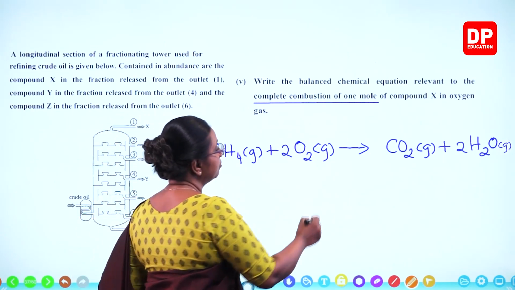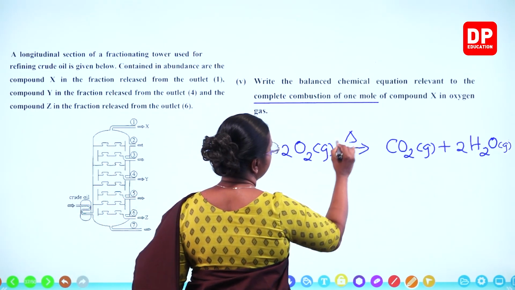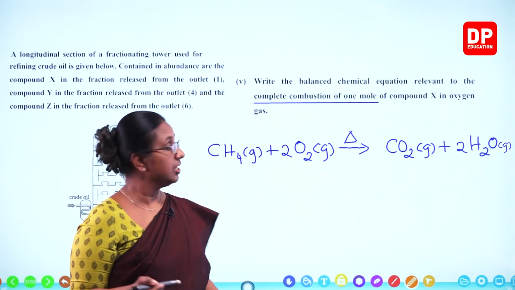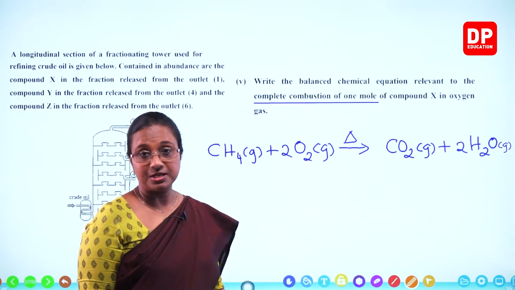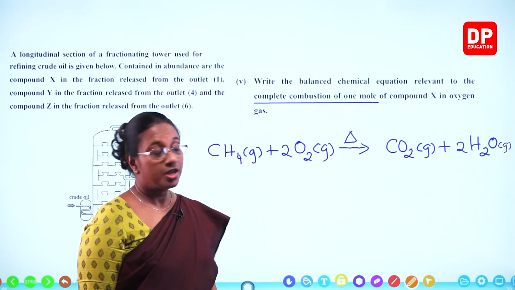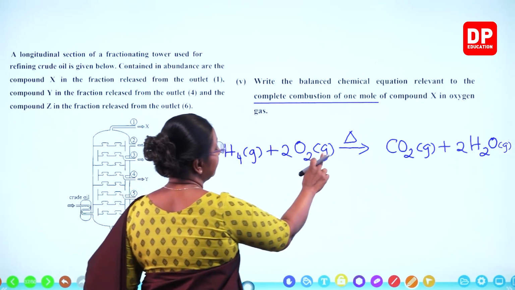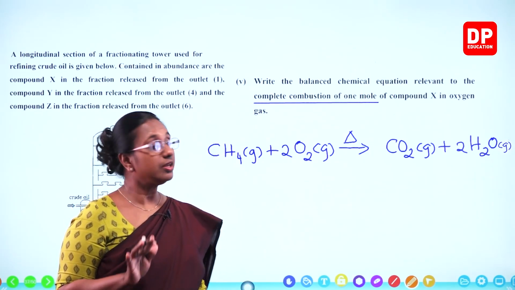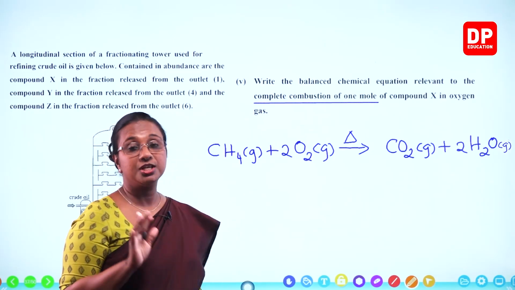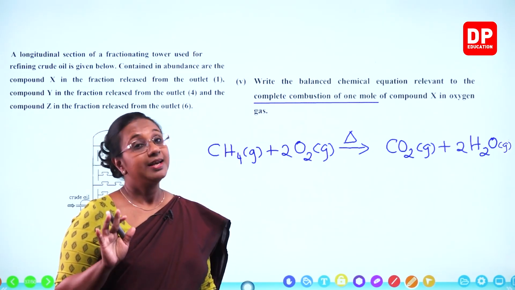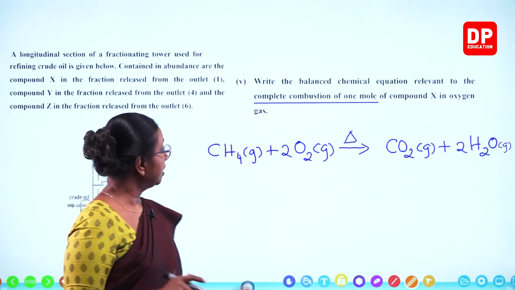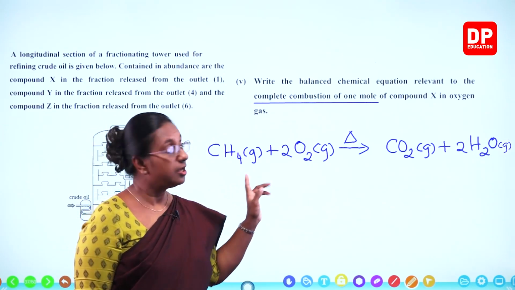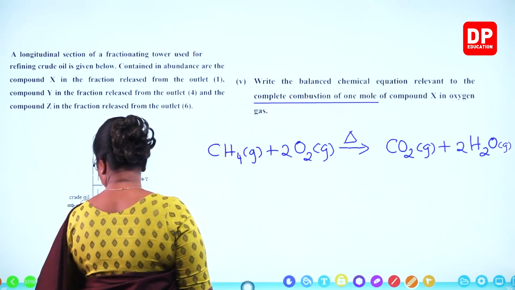That is when you heat. So here if you want, you can put the heating symbol or you can write it as heat. This is anyway complete combustion. Is that clear, students? In this, you can leave out the physical states. Without them also, if you write the balanced equation, you will get full marks. Is that clear? So that is the answer for the 5th part of the question. With that, I'll move on to the next one.